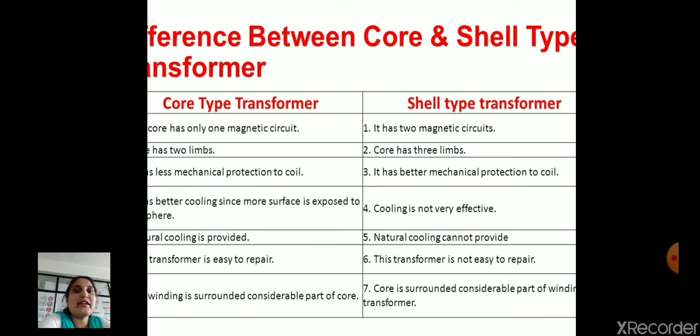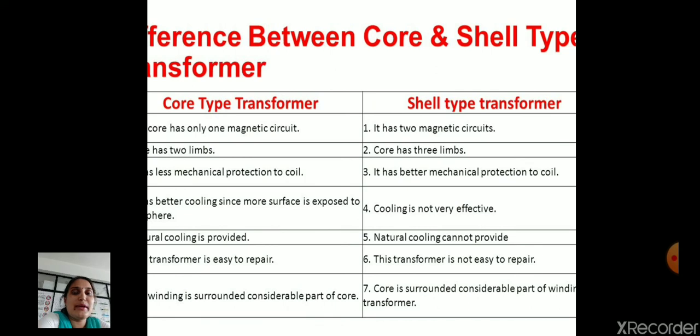Now, in core type there is less mechanical protection to the coil, and in shell type there is better mechanical protection to the coil. Because in shell type the core encircles the winding, that's why the protection is better, and in core type the winding encircles the core. So because of that there is less mechanical protection.